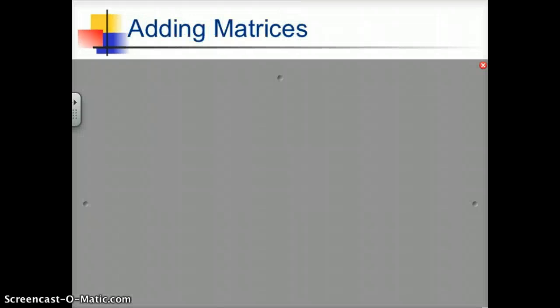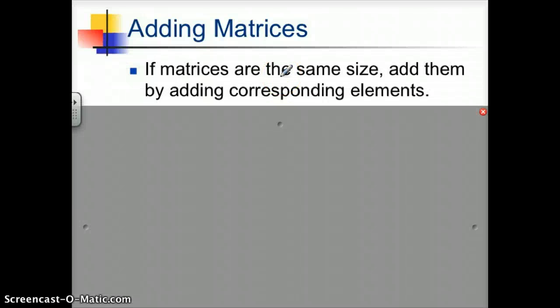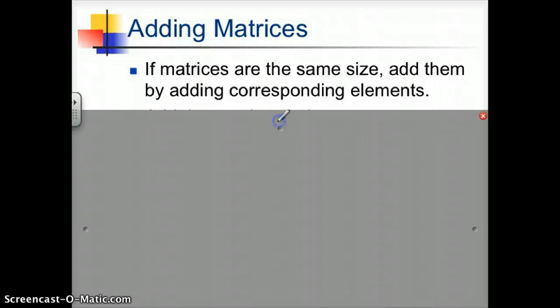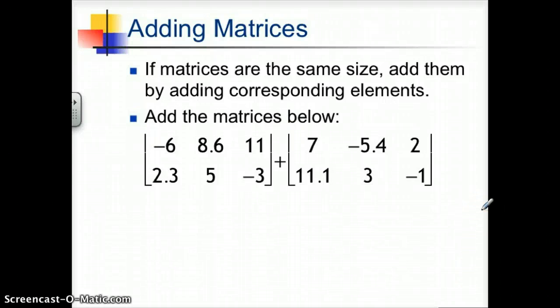When we add matrices, you can only add them if they're the same size. So if you have a 3 by 2 matrix, the other matrix has to be a 3 by 2 matrix if you're going to add them. All you have to do is add corresponding elements. Your answer is not just going to be a number, it's going to be a matrix. So we're going to look at these 2 matrices and add them by adding corresponding elements.